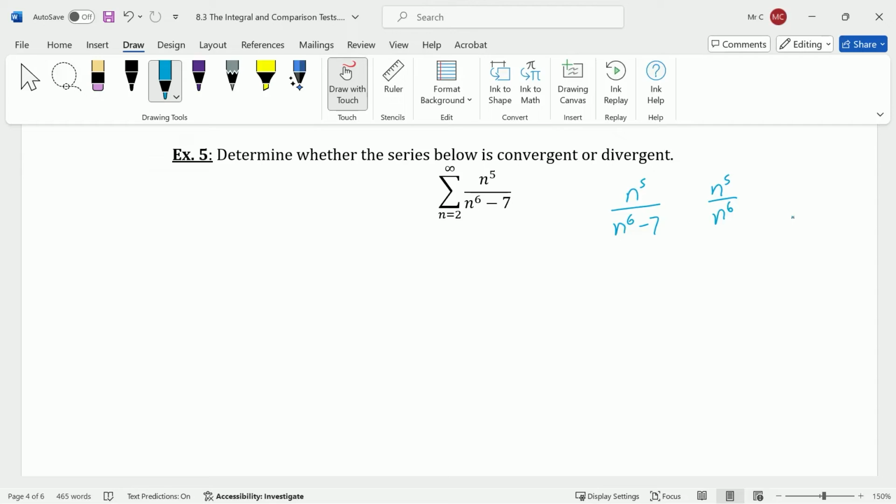So, well, that's great. How can I compare these two things then, right? So I've removed the -7. Well, a smaller denominator corresponds to a bigger number, so I should have my inequality facing that way. And of course, n to the 5th over n to the 6th simplifies to 1 over n. And we know that 1 over n is positive.